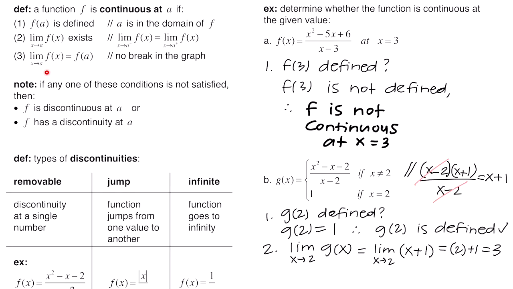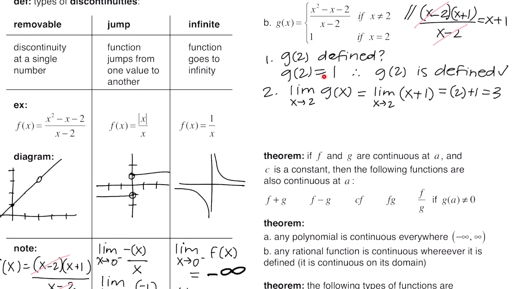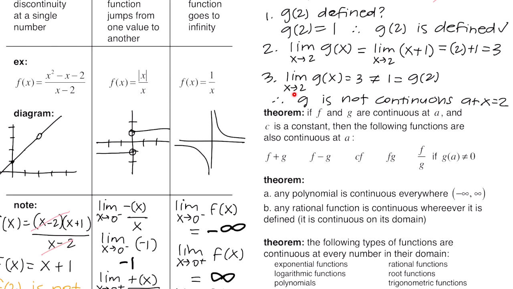Third condition is saying that parts 1 and 2 are equal to each other. So for part 1, we got a value of 1, but for part 2, we got a value of 3, so therefore they are not equal to each other, so let's go ahead and state that. So I just wrote that out. We have the limit as x approaches 2 of g of x equals 3, which doesn't equal g of 2. Therefore, g is not continuous at 2.